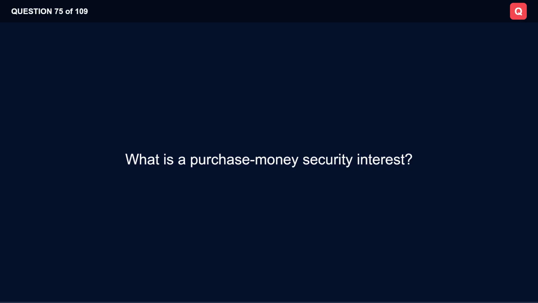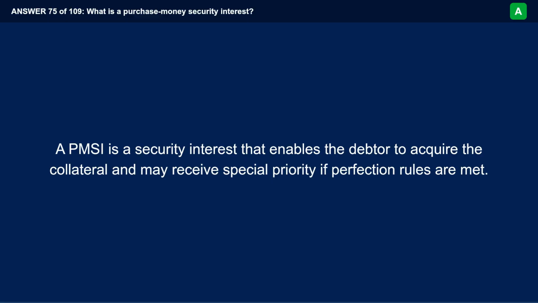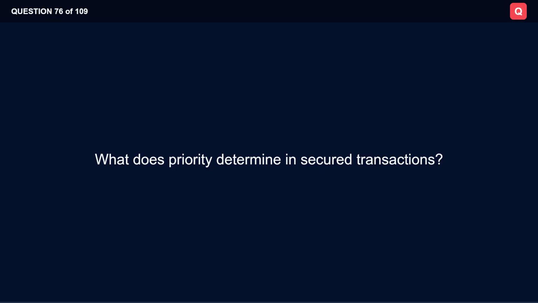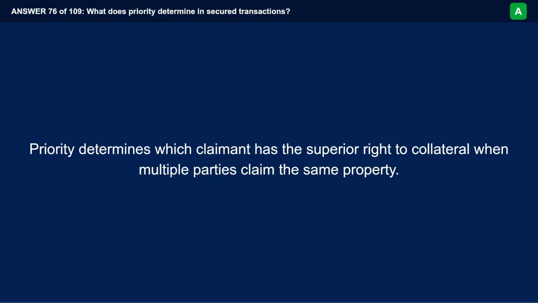What is a purchase money security interest? A PMSI is a security interest that enables the debtor to acquire the collateral and may receive special priority if perfection rules are met. What does priority determine in secured transactions? Priority determines which claimant has the superior right to collateral when multiple parties claim the same property.